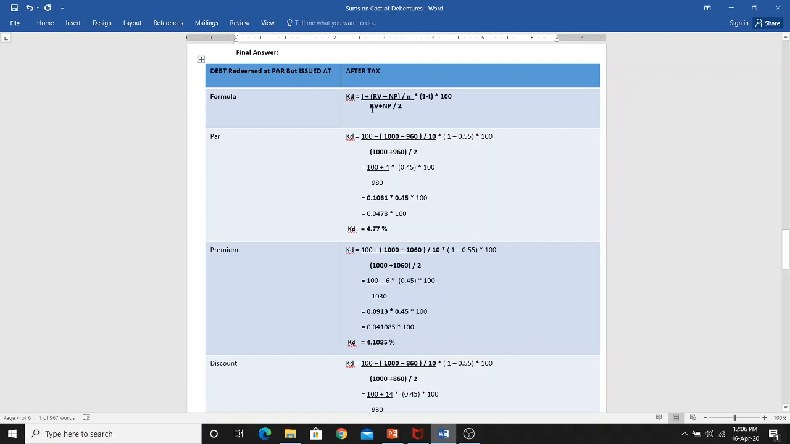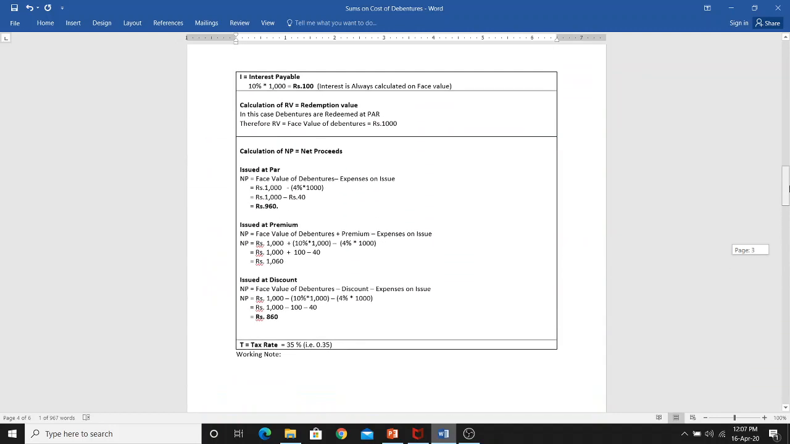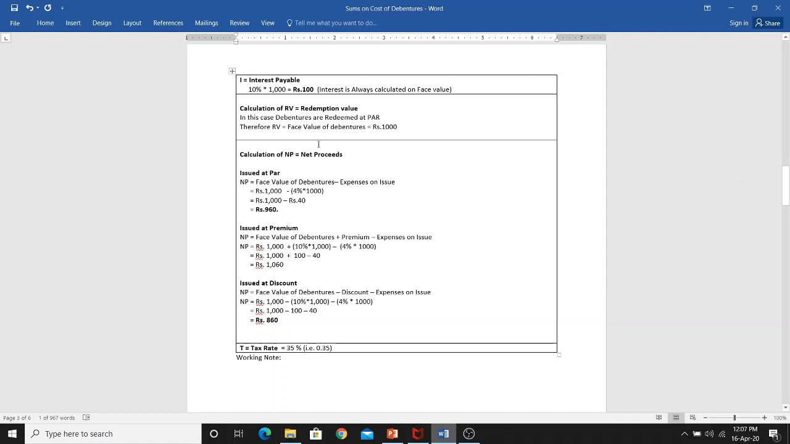So what is the formula? KD equals I plus RV minus NP divided by N, the whole divided by RV plus NP divided by 2, into 1 minus tax rate, into 100. Now, if it is issued at par, case number 1, what was I? I was 100, because based on the working notes I determined I is 100. Redemption value is 1000, and net proceeds in case of par is 960, at premium 1060, and discount is 860.